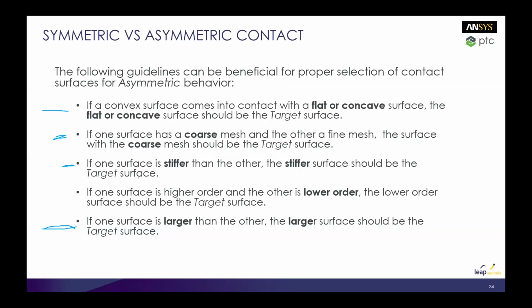If one surface is high order and one is low order, you do have control over that with the meshing. So you can get conflicts with these, but generally the most important one is stiffer versus softer, and also convex and concave. Those are the two you probably encounter most.